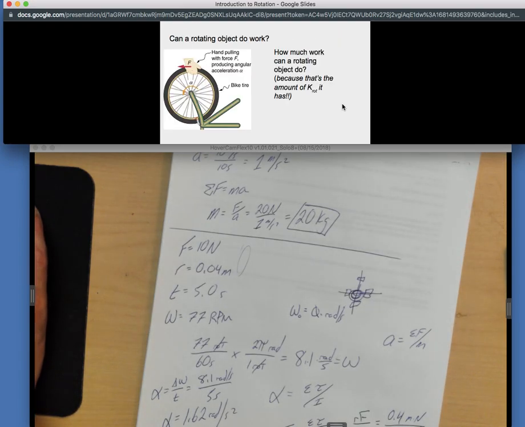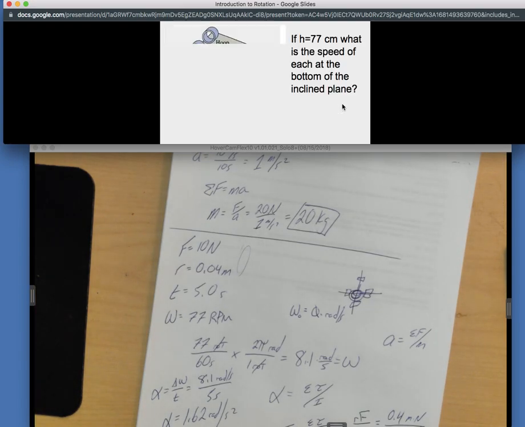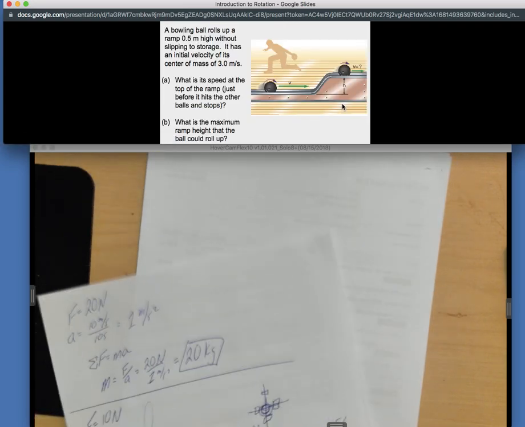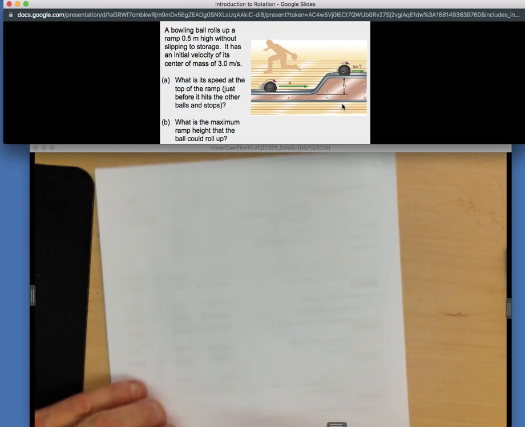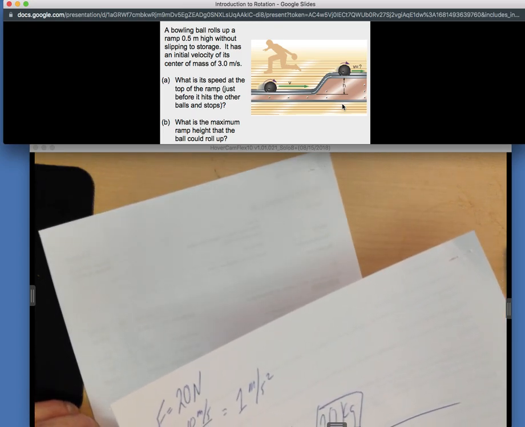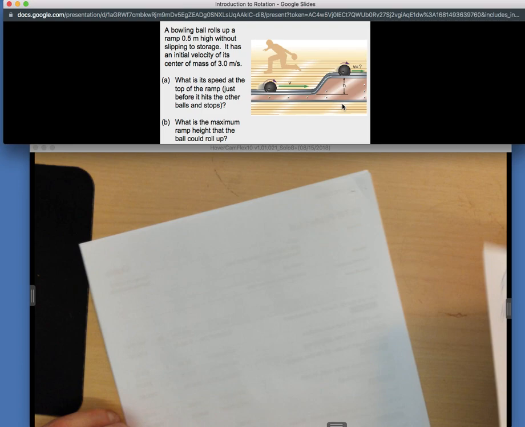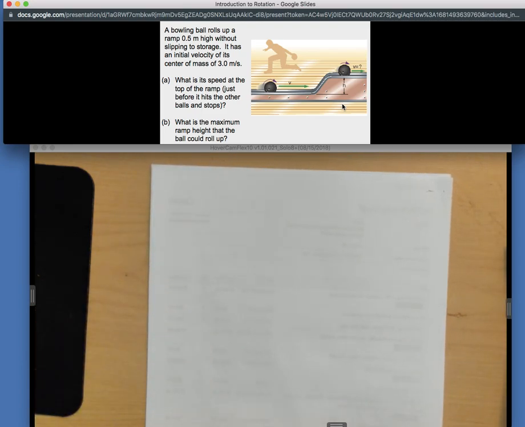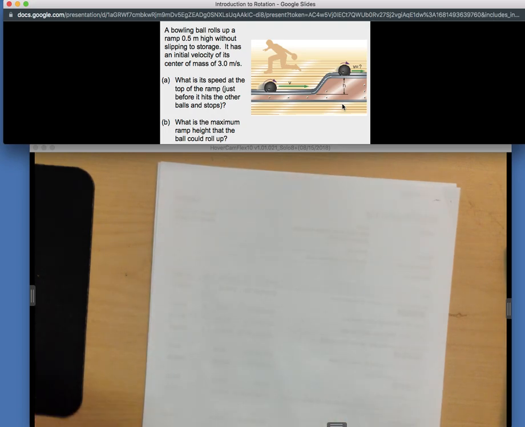Let's keep going here. Let's do this one. So now we're into dynamics, right? No, this is energetics, right? So a bowling ball rolls up a ramp 0.5 meters high without slippage. So it's rolling, it's not slipping. And it has an initial velocity of 3 meters per second, right? So we better write some stuff down.